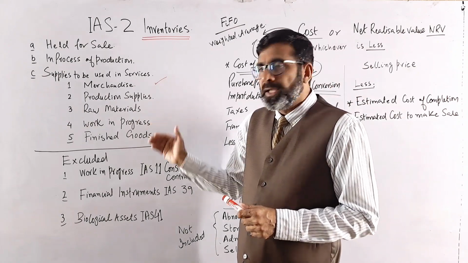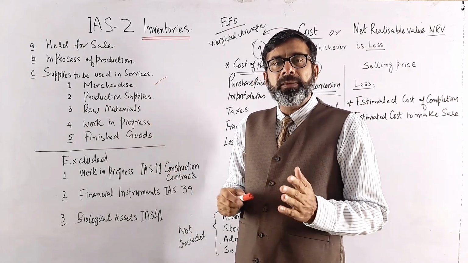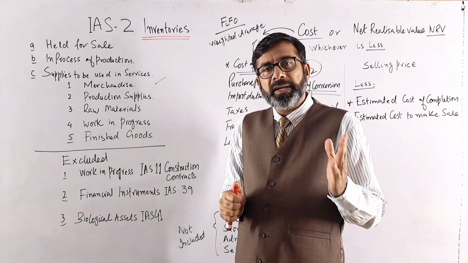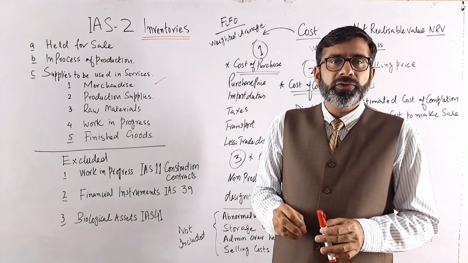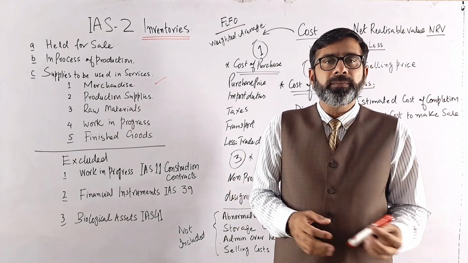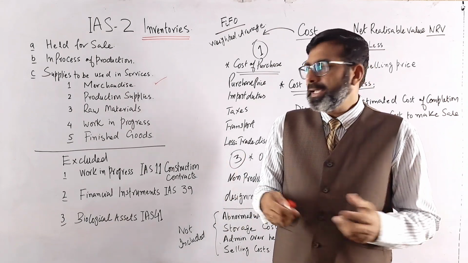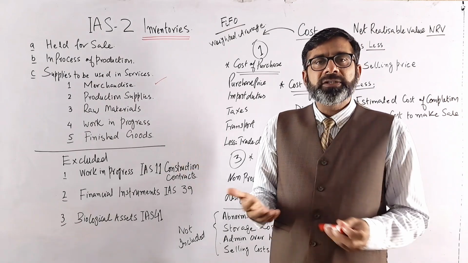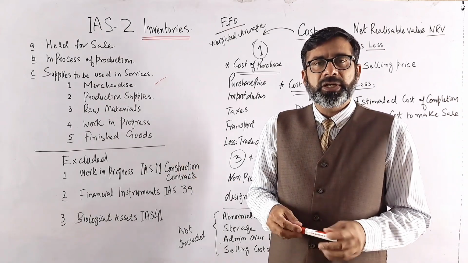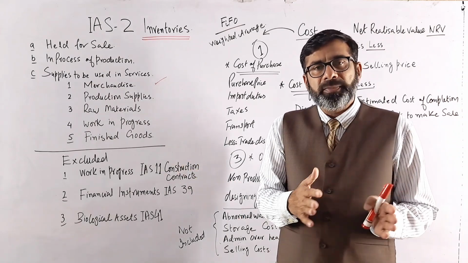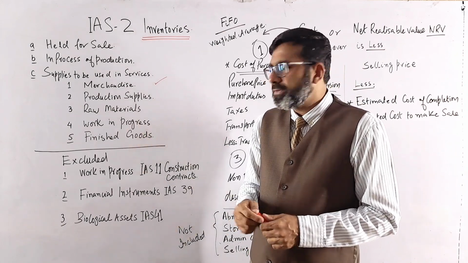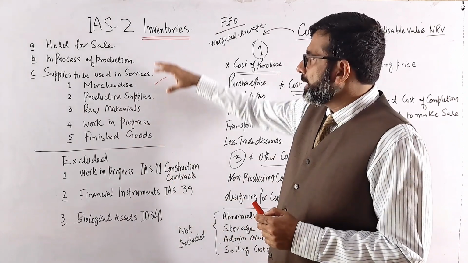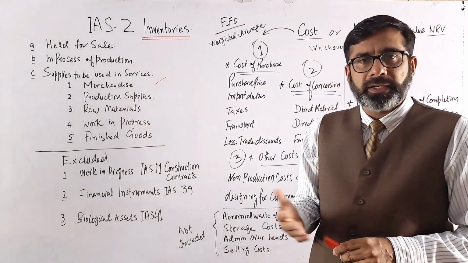The next one is work in progress. Sometimes at the end of the year some material is in process. Process means it is semi-finished goods. It is started but not yet completed. For example, if the company manufactures shirts and is just stitching them, they have cut all the fabric, but it is still not a complete shirt, or it is not packed, so it will be considered as work in progress. So it will also be under International Accounting Standard number 2.